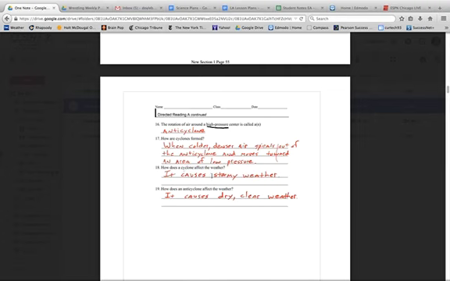Eighteen, how does a cyclone affect the weather? Causes stormy weather. If there's a low pressure area, there's usually going to be stormy weather. And anticyclones cause dry, clear weather. So if there's high pressure areas, it usually means it's going to be dry and clear. All right, those are the correct answers for the DR 2.2 on air masses and fronts.